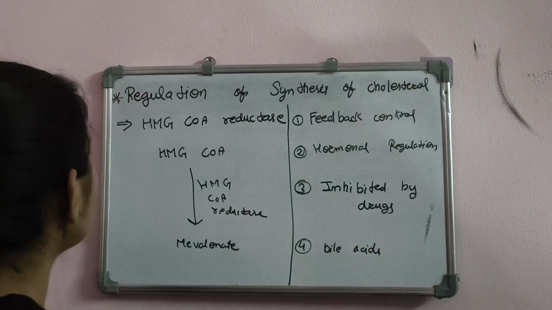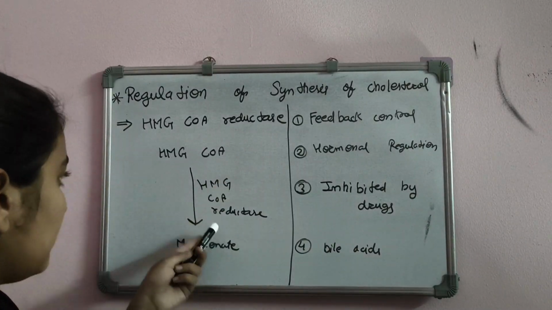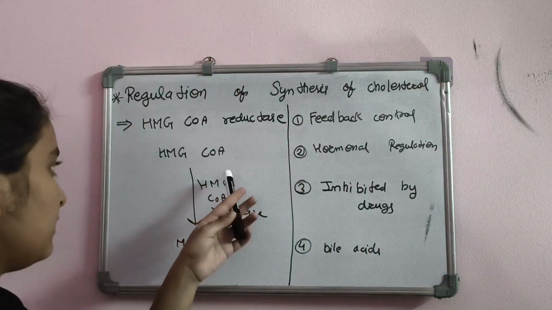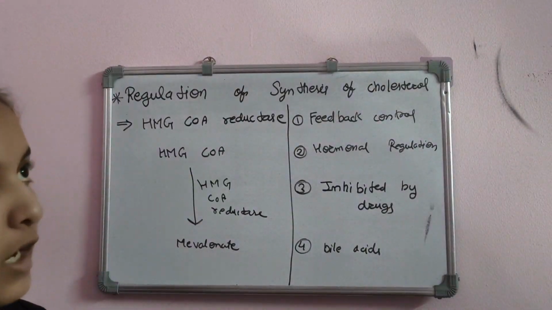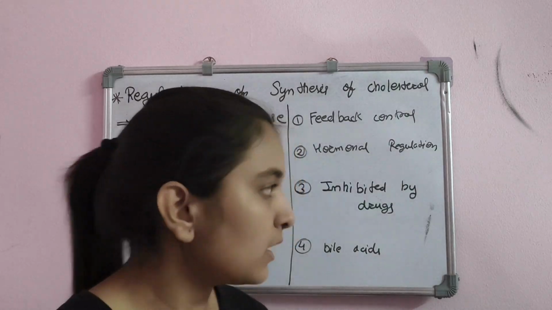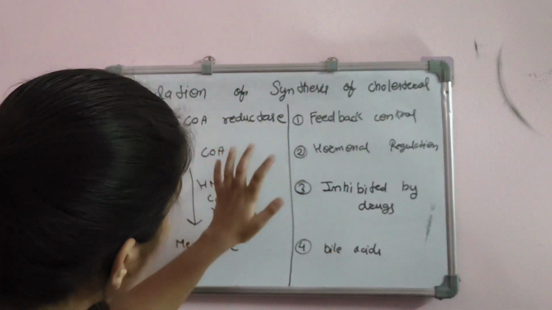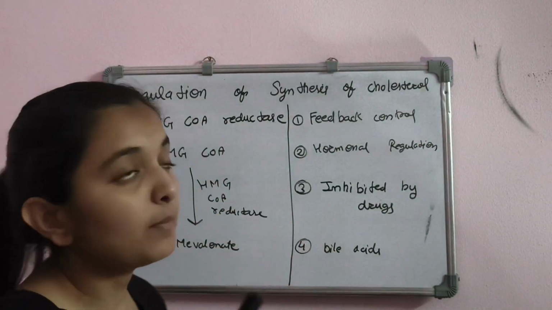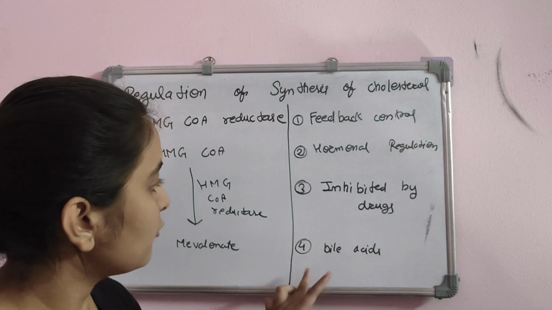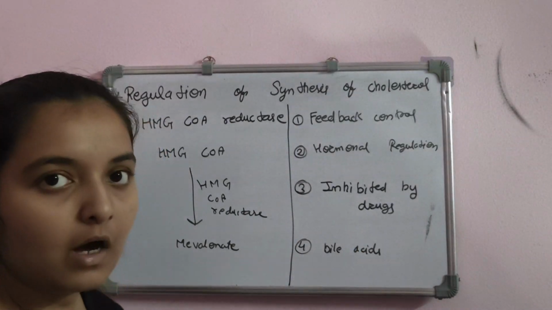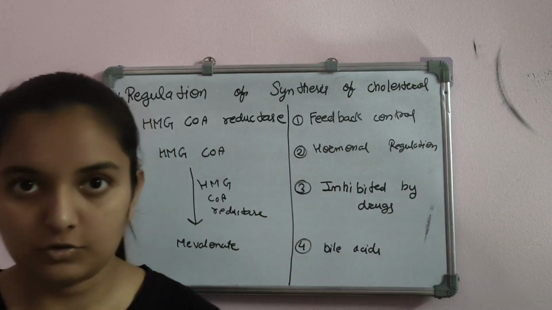कौन से step में देखा था? So हमारा जो HMG CoA है इससे mevalonate बनता है. So here is the enzyme which helps in the formation of this, that is HMG CoA reductase. Basically, it's the second step in the synthesis of cholesterol. Now, how does HMG CoA reductase enzyme regulate the synthesis of cholesterol? So it is basically by four things. एक है feedback control. Second is hormonal regulation. Third is inhibition by drugs, and fourth is bile acids. I'll tell you how this occurs stepwise.